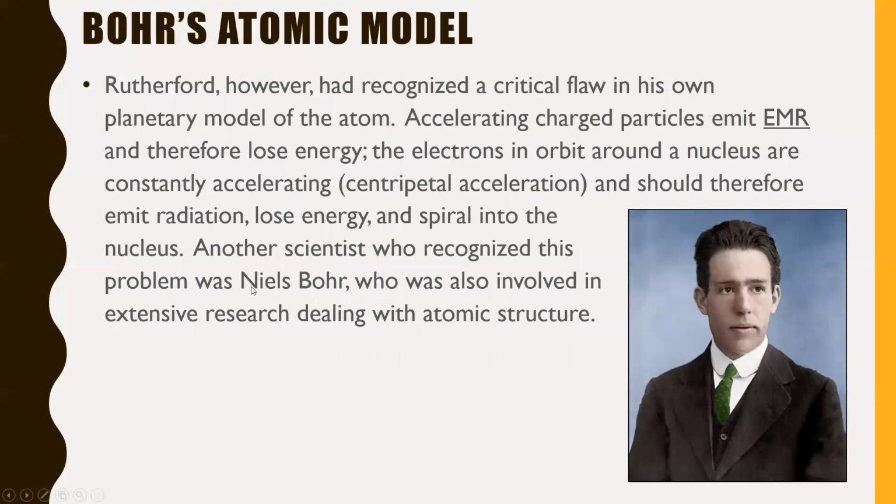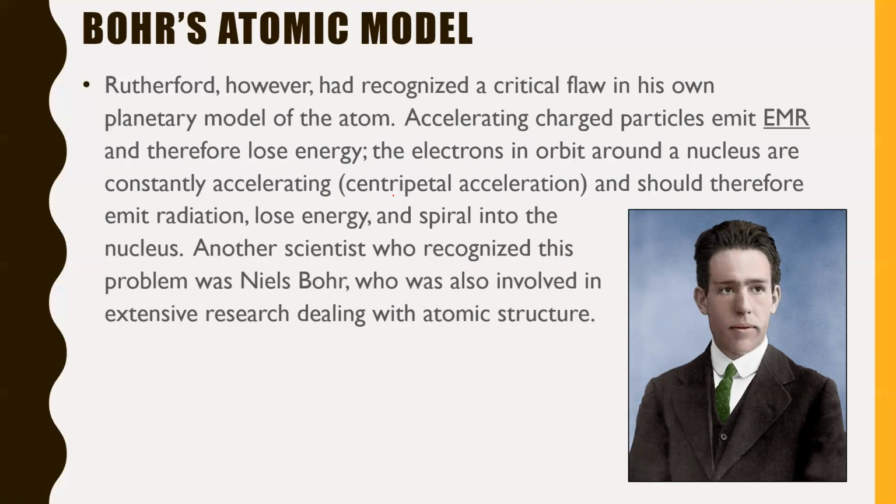Moving on. All right, Bohr's atomic model. Rutherford, however, had recognized a critical flaw in his own planetary model of the atom. Accelerating charged particles emit EMR, electromagnetic radiation, and therefore lose energy. The electrons in orbit around a nucleus are constantly accelerating due to centripetal acceleration, and should therefore emit radiation, lose energy, and spiral into the nucleus, right?